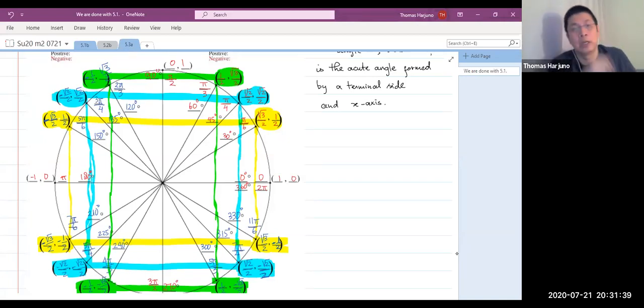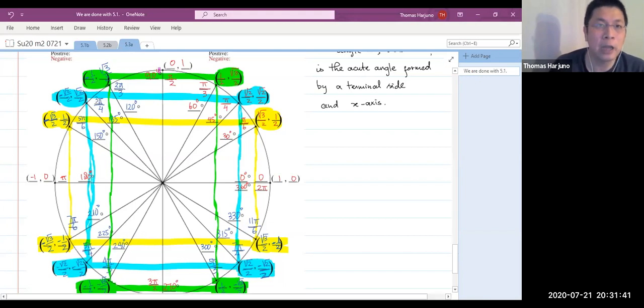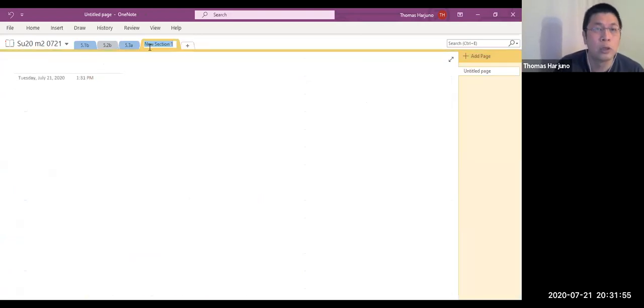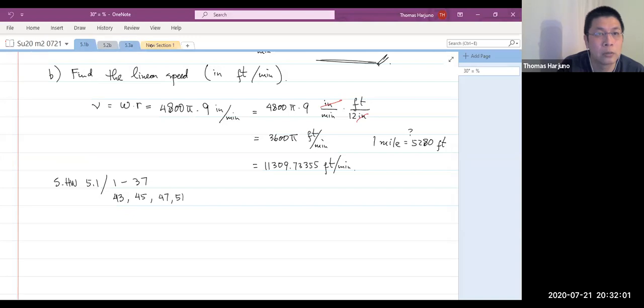Now, some important properties. I actually shift to another topic. I don't finish this section yet, 5.3, because 5.3 has something to do with graphing, which I will not do yet. But I will go on to some basic identities.